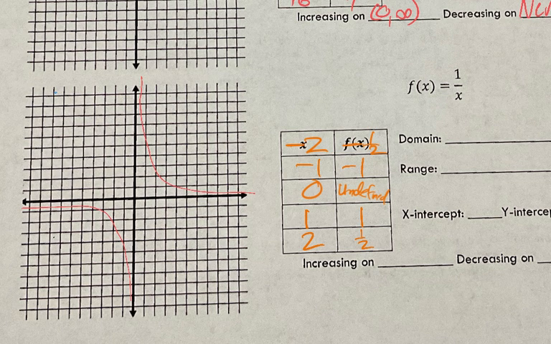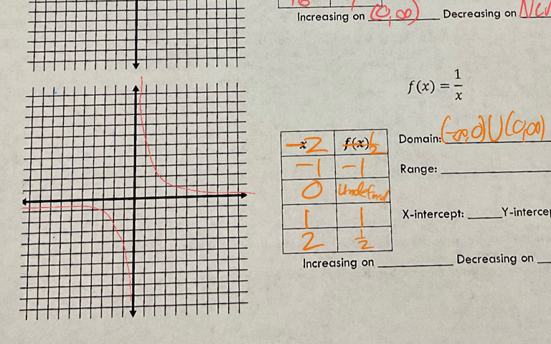What's the domain of this function? 0, negative infinity to infinity. No. Negative infinity to 0, and then union 0 to infinity. And it broke my brain.